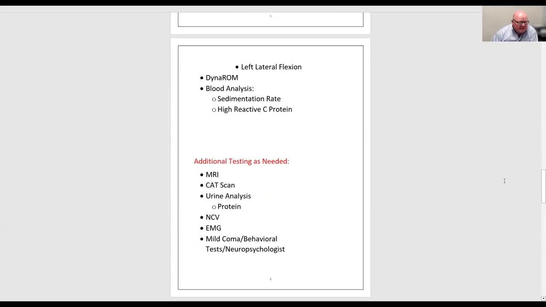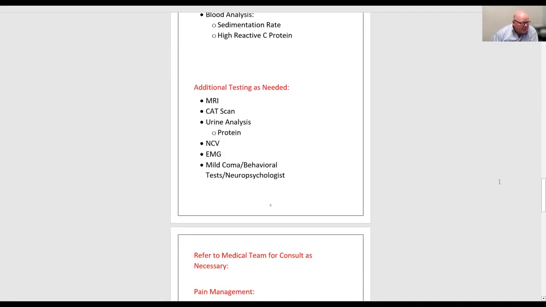And then that's supported with the DynaROM. And remember, the DynaROM is really good for an objective analysis of muscle spasms, primary and secondary, so for supporting altered pathological spinal biomechanics. Same with the blood analysis. It's 100% objective. It's secondary for altered spinal biomechanics, not primary. And then any additional testing, which is rare. Usually in the typical low impact soft tissue spinal injury, we're typically not using any of these tests, like MRI.